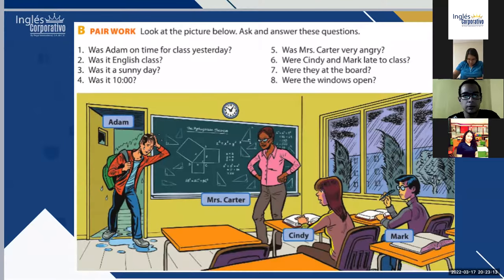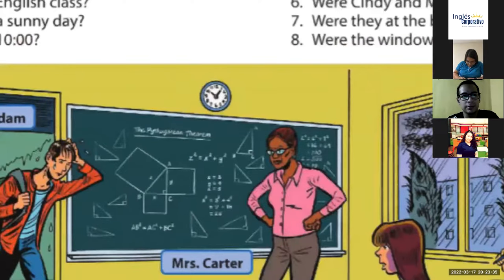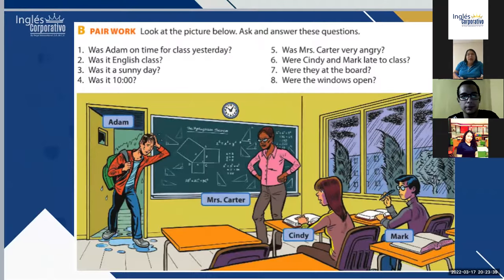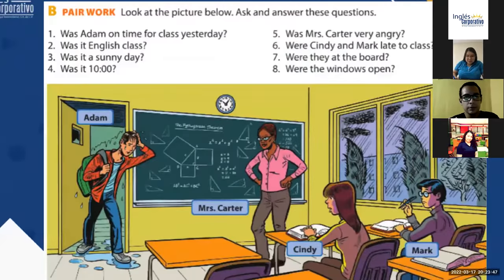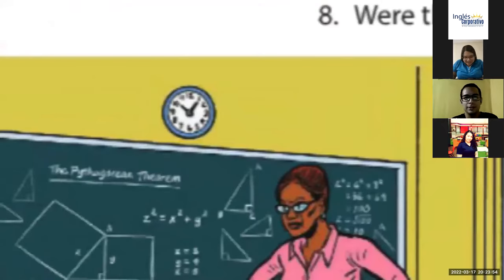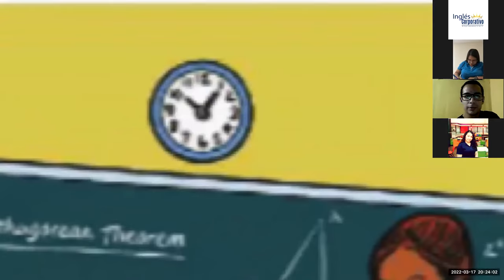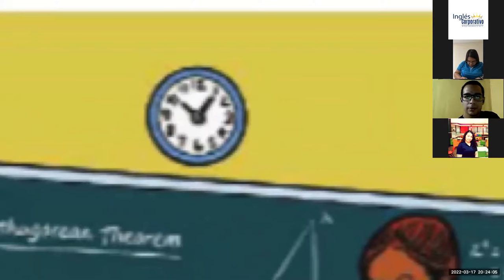Thank you. Was it a sunny day? No, it wasn't. It's a rain day. Okay. Was it a rain? Yes, it was. La 10 y 5, ¿cómo se dice? You can say five after 10 or 10:05. 10:05 a.m.